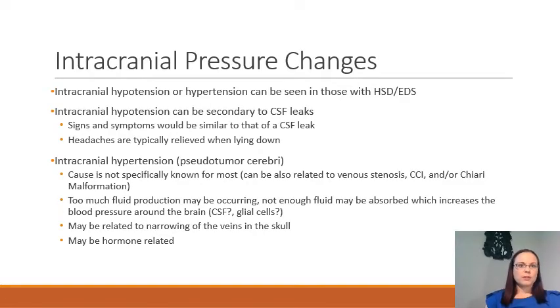The next one moving on is intracranial pressure changes. Hypo or hypertension can be seen in those with HSD and EDS. This is more common in this population. Intracranial hypotension, so low pressures, can be secondary to CSF leaks. So this would be a CSF leak in the spine. Signs and symptoms are similar to that of a CSF leak in the spine when we're talking about intracranial hypotension.